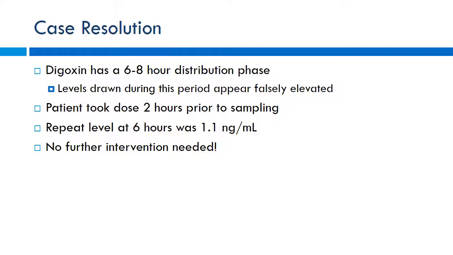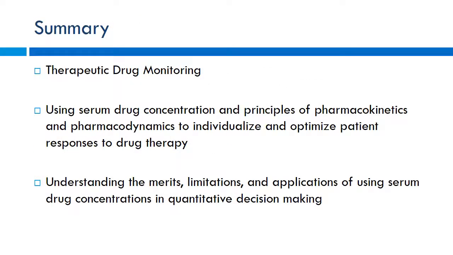That's what I always tell people: if you have a choice to do something or not do something, just leave them alone. It's usually the best thing for them. Okay. So in summary, therapeutic drug monitoring is using serum concentrations and applying those principles of pharmacokinetics and dynamics to individualize and optimize the regimen for that particular patient. You really need to understand the merits, the limitations, and the appropriate applications in order to make sure you can interpret that serum concentration correctly.